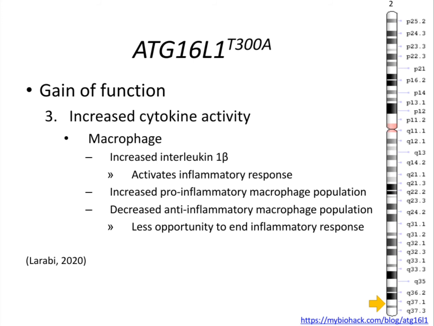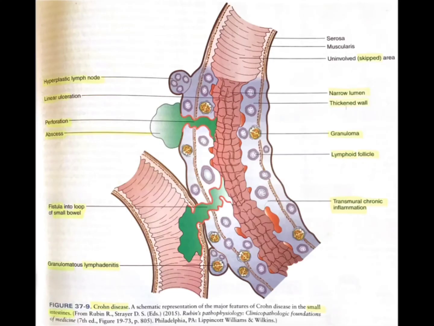This will result in a state where there is a substantially decreased opportunity to put an end to the inflammatory response. Now the discussion will move to pathological changes of Crohn disease. Going down the left side, there is hyperplasia in the lymph node. This is an abnormally high rate of replication of lymphocytes. Linear ulceration. Ulcers form due to chronic inflammation.